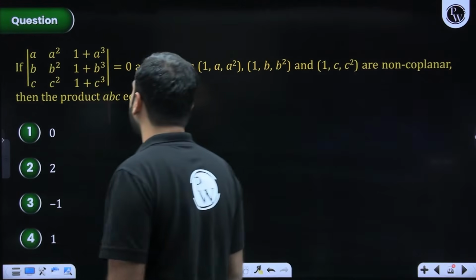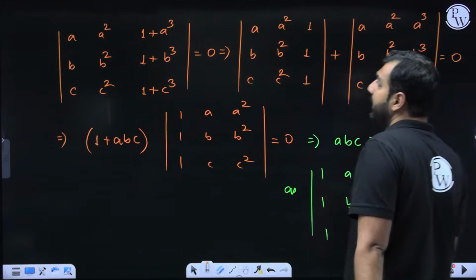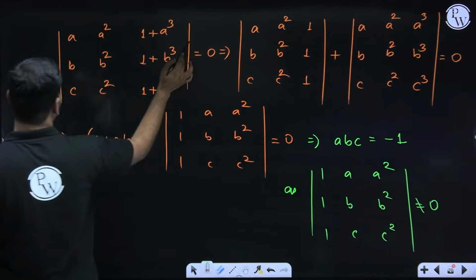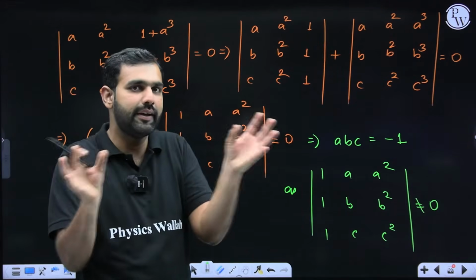Do you remember that? So here the ABC is what we are asked. I'll say this is what I'm given, this determinant I'm given, right? So a square 1 plus a cube, b square 1 plus b cube, and so on. Do you know in determinants we can split it in terms of addition?